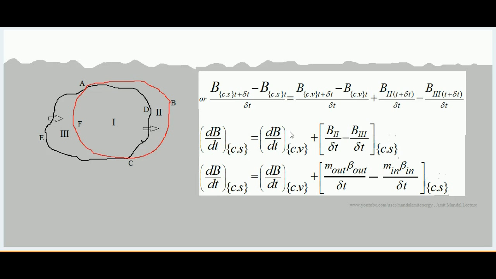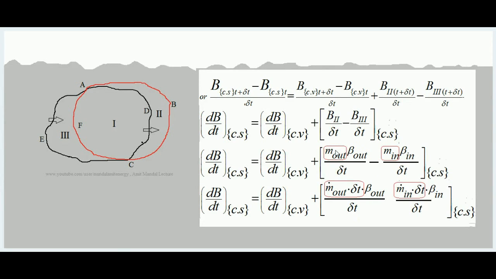Same thing for this B third: I can write the amount of mass which enters inside the control volume in time del t. This is the mass in into the beta in, the specific property associated with that entrance of mass, upon del t. Okay, now what is this M out? The M out is the amount of mass, the amount of control system which is leaving this control volume, that is equal to the mass of portion A, B, C and D.